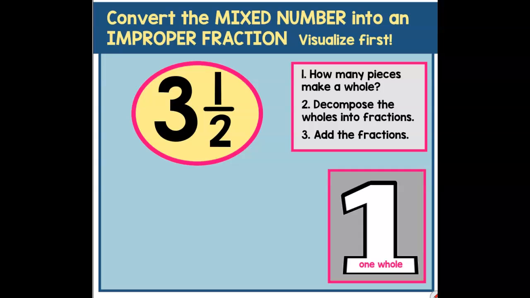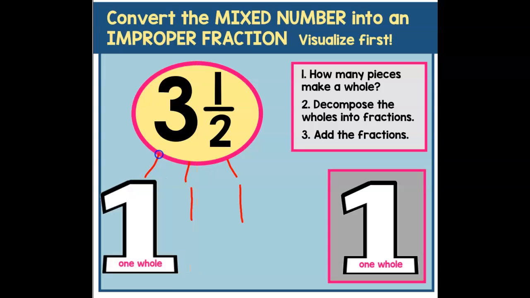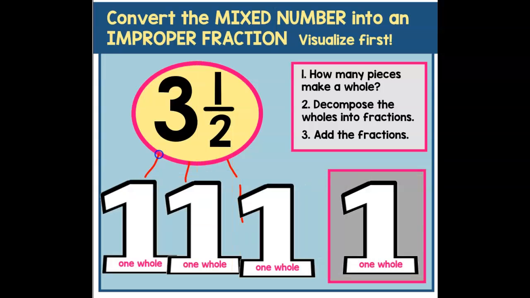So I'm going to break apart all those wholes. I'm going to break it into 1 whole plus another whole plus another whole. So I'm going to say 1 whole plus another whole, 2, 3. I have 3 wholes then, and then I have to still include that 1/2 from over here.